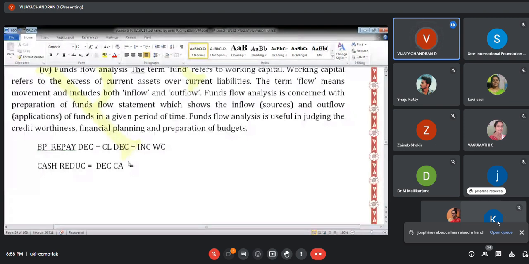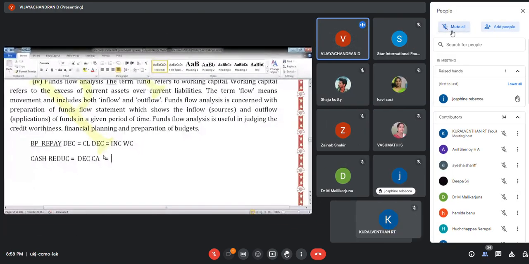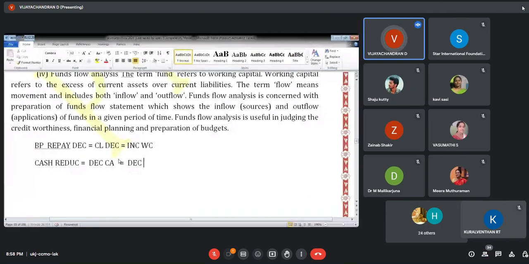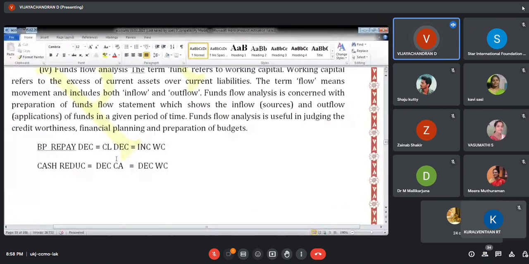Current liability, working capital, inverse relationship. Okay, so here it will be decreasing in working capital. So the increase in working capital and decrease in working capital will be adjusted. So what is your answer? No effect in working capital, no change in working capital. So that is the answer.